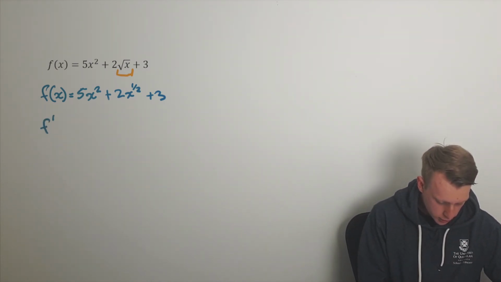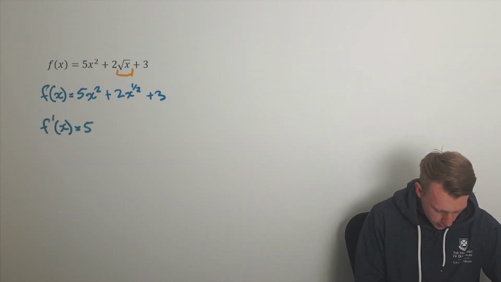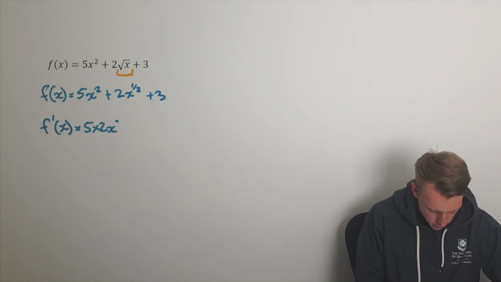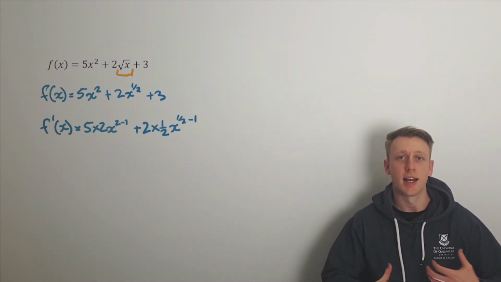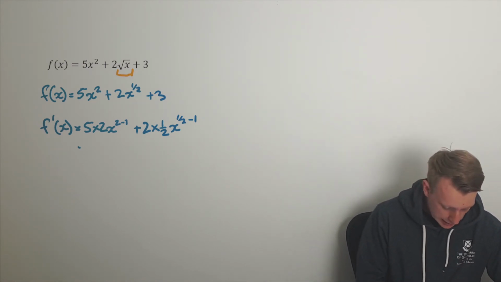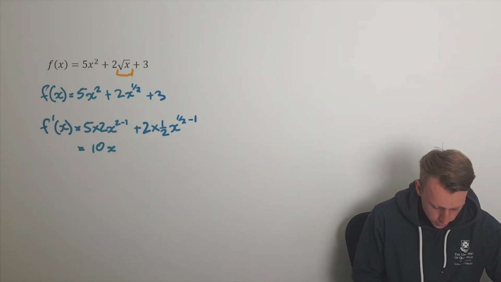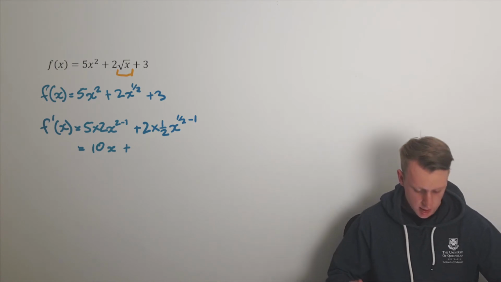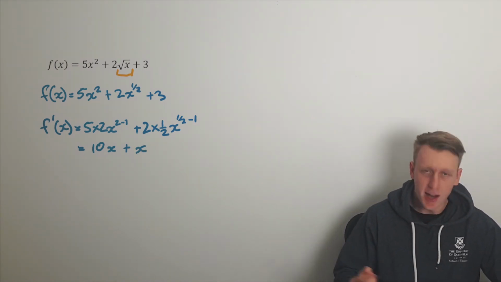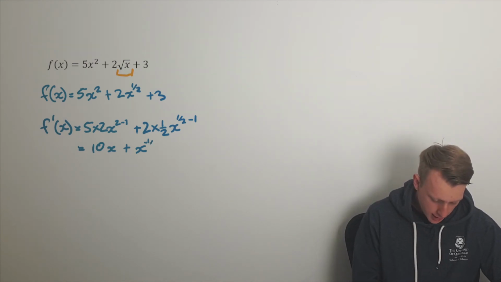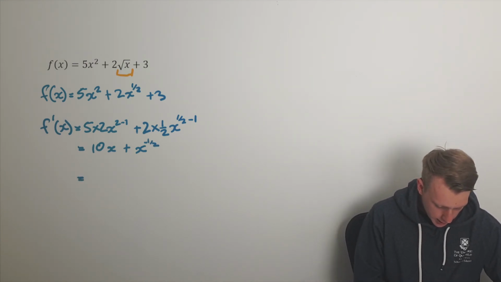I'm going to differentiate the function. I'm going to have 5 times 2 x to the power of 2 minus 1, plus 2 times a half, x to the power of a half minus 1, and that 3 term vanishes. Cleaning this up a smidge, we've got 10x plus 2 times a half is just 1. x to the power of a half minus 1 is negative a half.